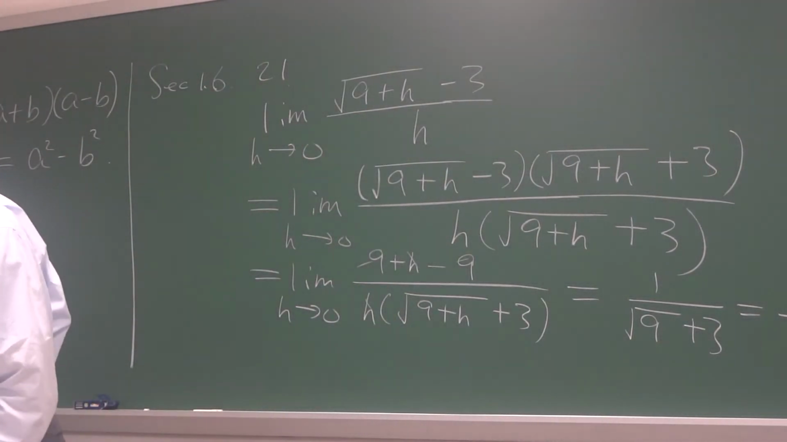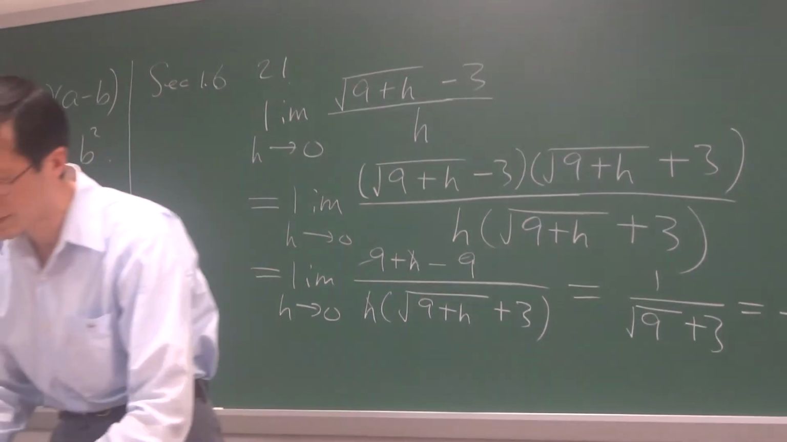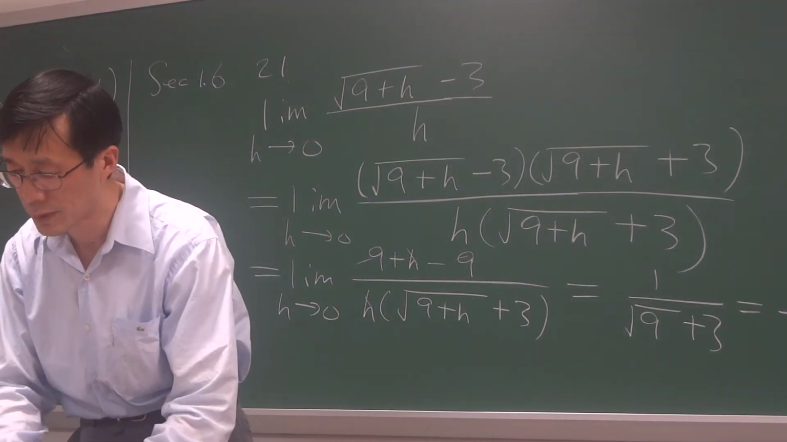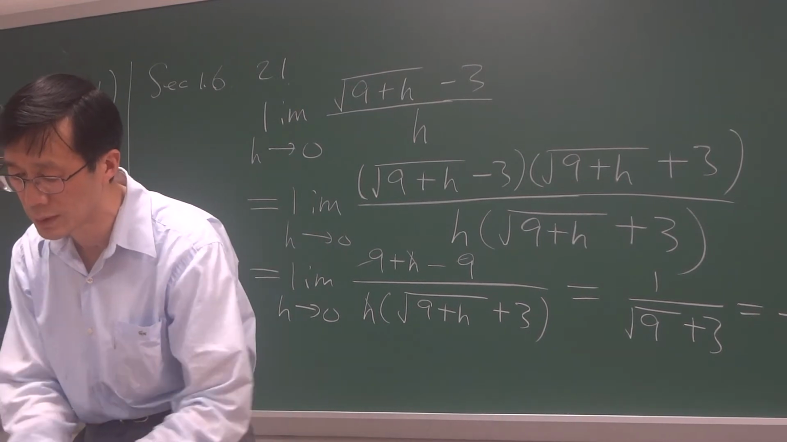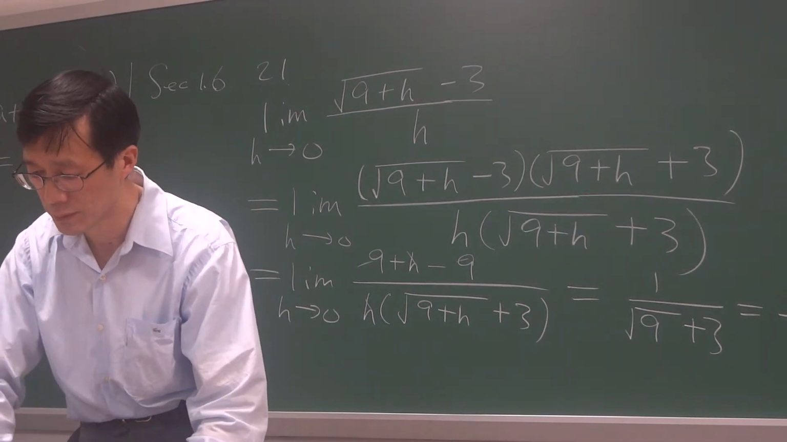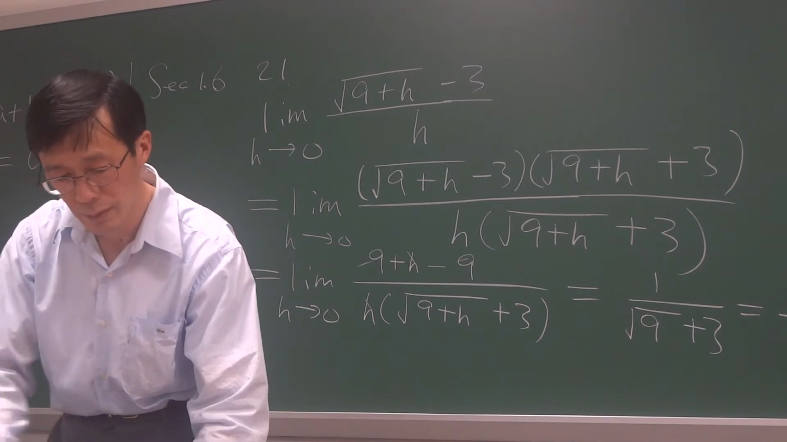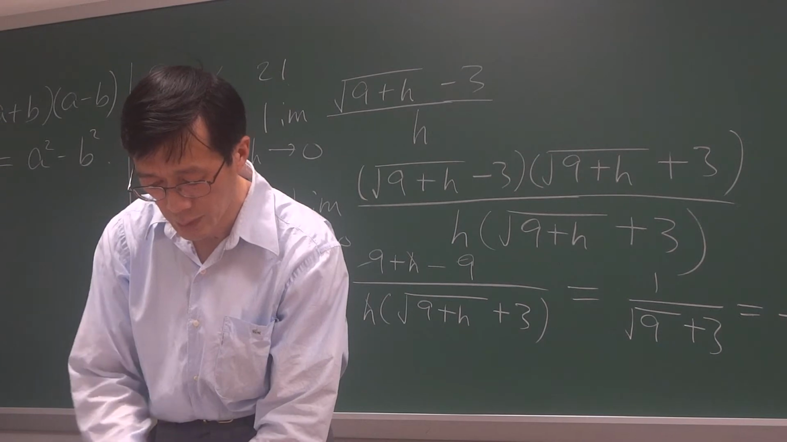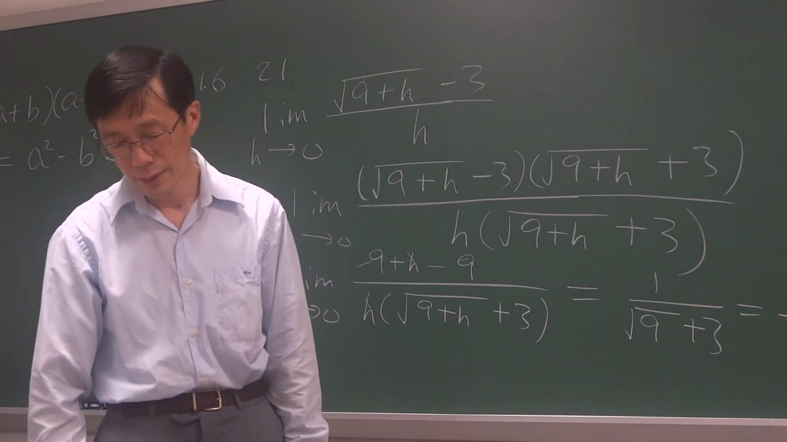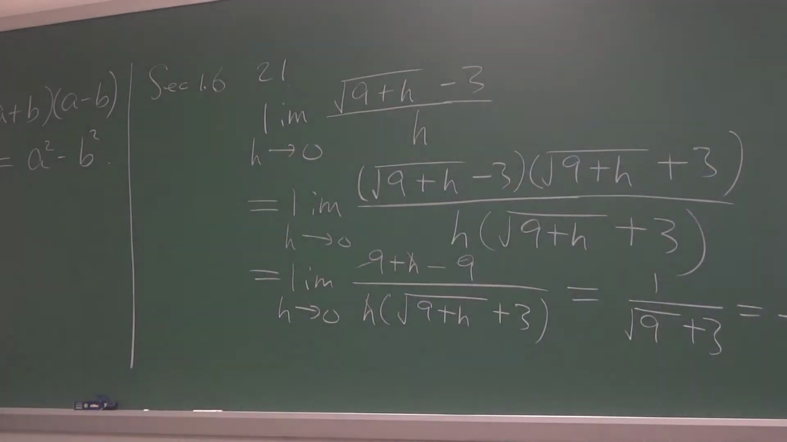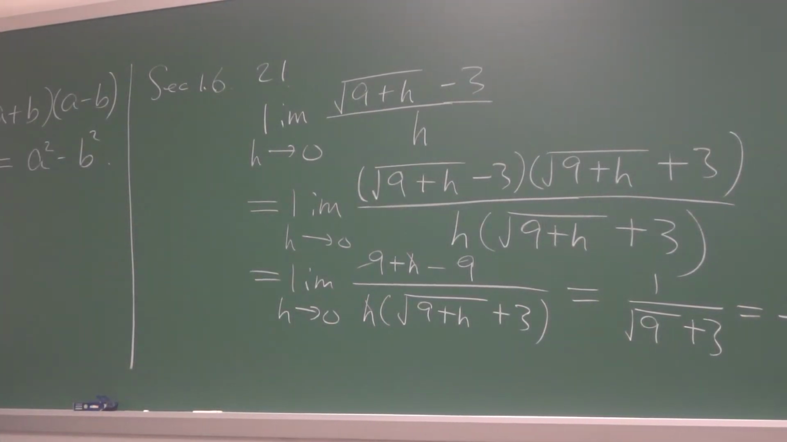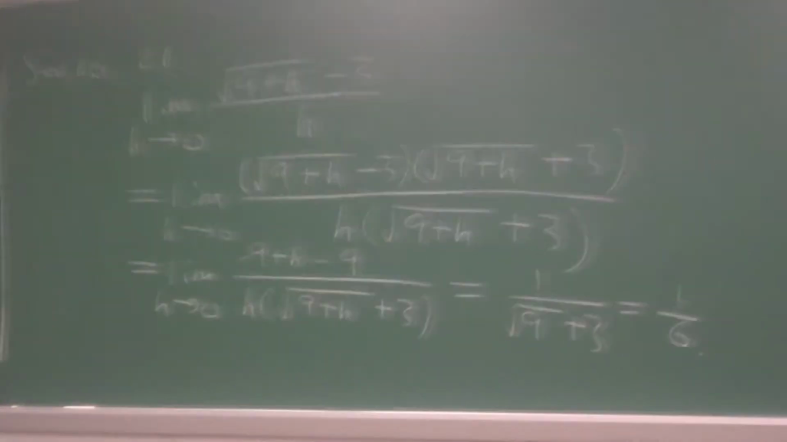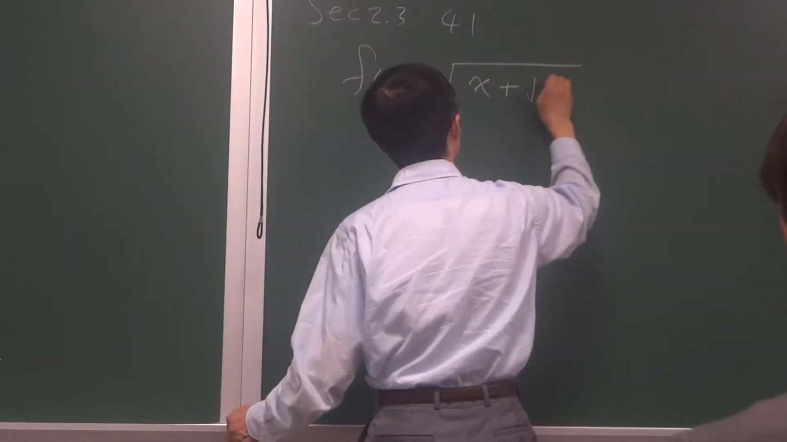All right. Let's move on and look at 2.5. In 2.5, we have 23, 29, 41. Let me just do one of them. Let's look at number 41 here. So this is regarding computing a derivative. So we have f of x equals the square root of x plus the square root of x.